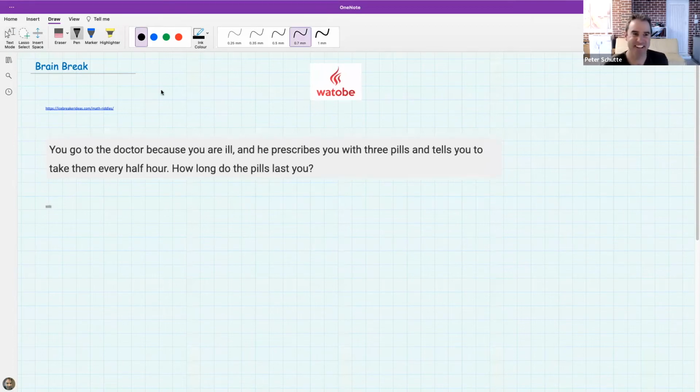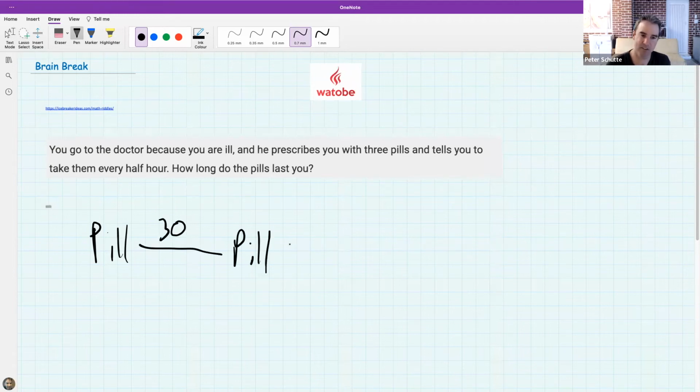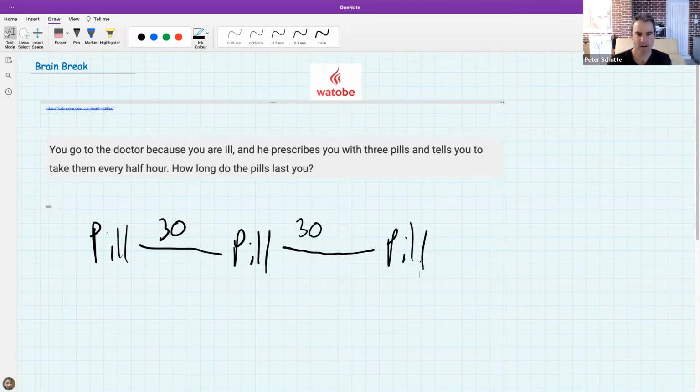Think about it, ladies and gentlemen. So you take your first pill, and you wait 30 minutes and you take your next pill. And then you wait 30 minutes and you take your next pill. Seems you have used up all your 3 pills. How long did it take you?